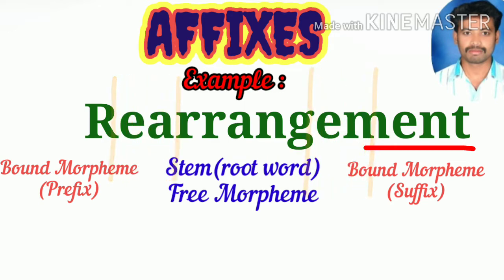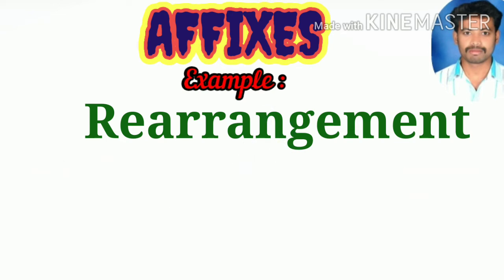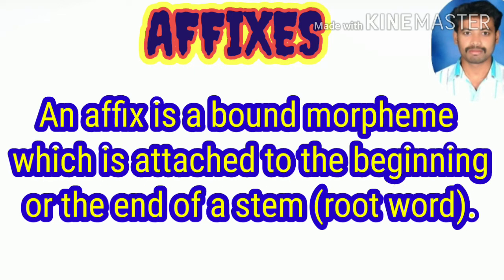Yes, okay. And again I will come to the definition of affix. An affix is a bound morpheme which is attached to the beginning or the end of the stem. We add un and re at the beginning of the stem, and ment again at the end, in unemployment and rearrangement. In totality we call them affixes. So un and ment, re and ment, these four are affixes. Have you understood? This is the definition of affix.